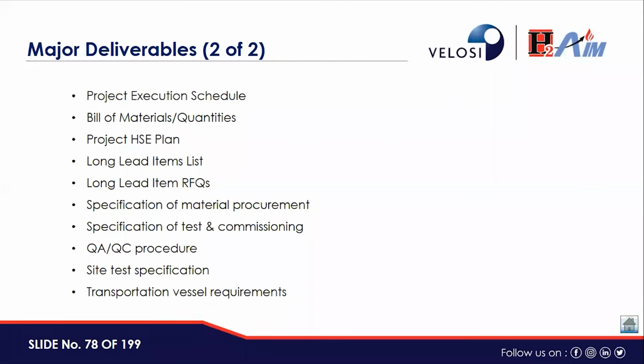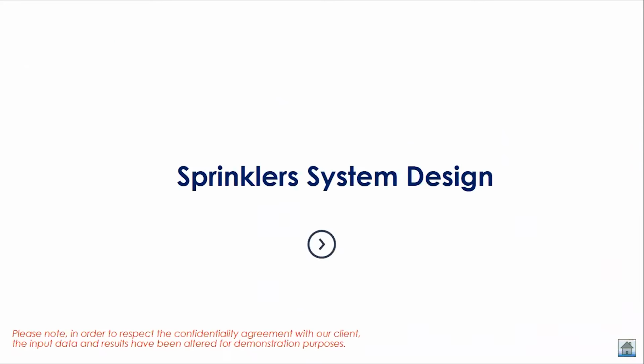bill of materials quantities, project HSE plans, long lead items list, long lead item RFQs, specification of material procurement, specification of test and commissioning, QA/QC procedures, site test specification, transportation vessel requirements as well. So these were our deliverables for this case study. Now, how we designed the sprinkler system for the client.